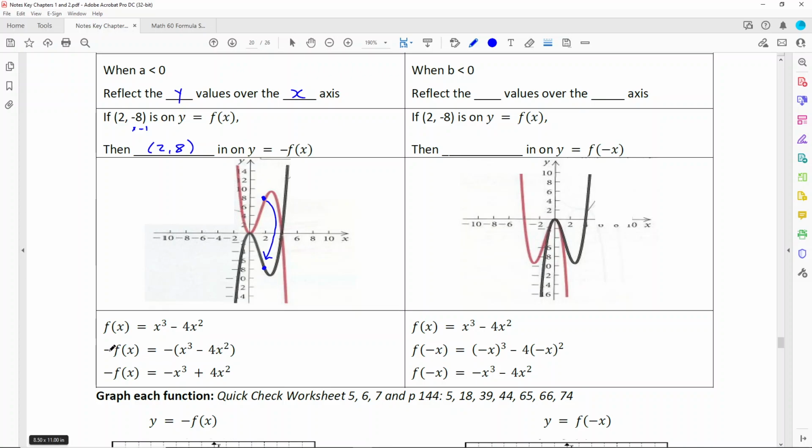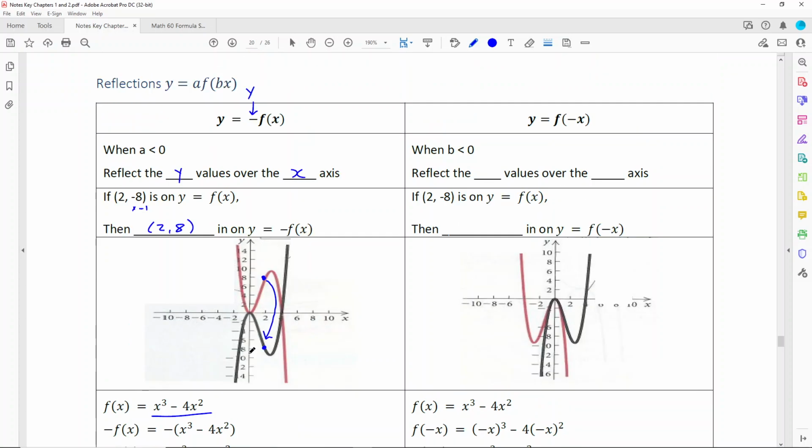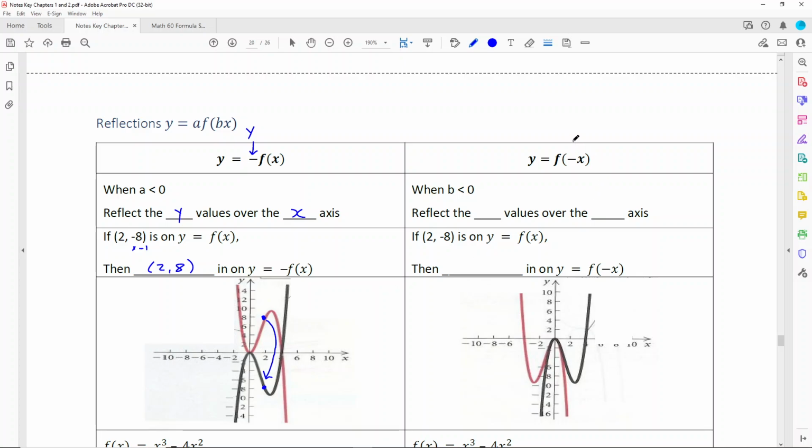So you think about negative f of x means that if my equation is defined as x cubed minus 4x squared, the negative would go out front of everything and it would make all the signs change. So you get negative x cubed plus 4x squared. So a transformation on y affects the entire equation. Now let's look at the b. So b is a transformation on x.